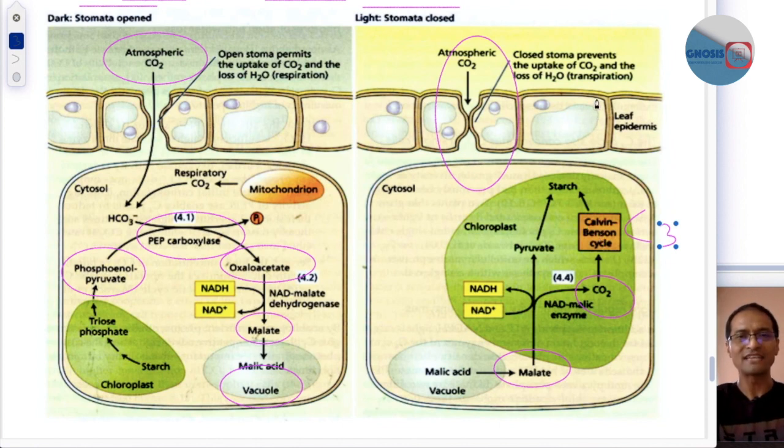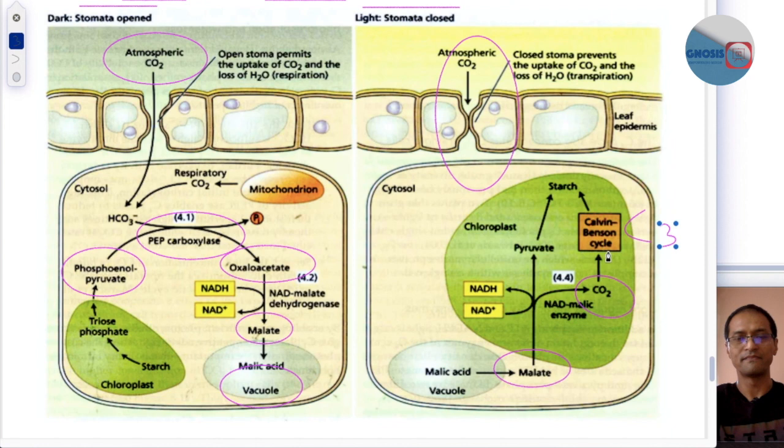So when you look at the CAM pathway, what you start to see is that the initial fixation of atmospheric carbon dioxide and the Calvin cycle are separated not in space, because they take place in the same cell, but rather they are separated in time. One takes place during the daytime and the other takes place during the nighttime. So in the nighttime, you have fixation of atmospheric carbon dioxide, and in the daytime, you have the Calvin cycle.